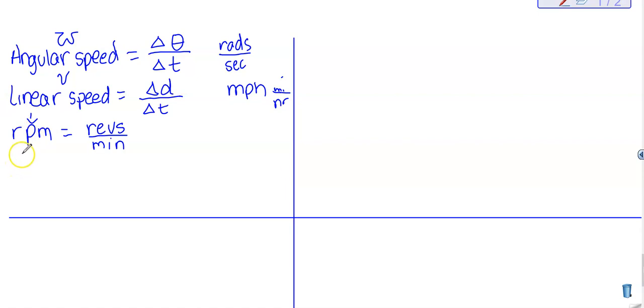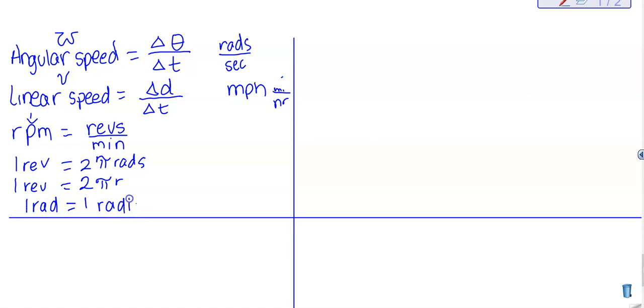Something to note when dealing with angular speed, one revolution is equal to 2π radians. So I'm going to write rads to indicate radians. Okay, one revolution in terms of linear is the circumference of the circle, 2π times r, the radius. So get the difference between rads and radius. You know they're the same measure, right? But one's in feet and one's in radians. Okay? Also, one radian equals one length of the radius. Sometimes that's useful to know.